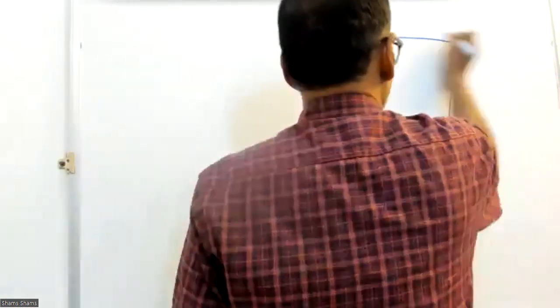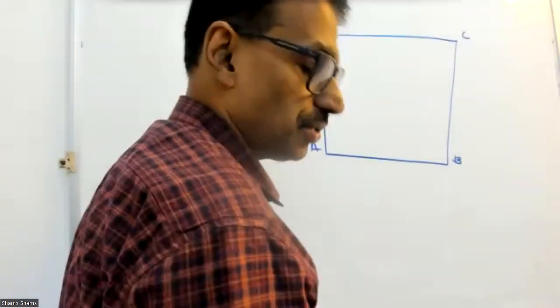Okay, so lengthy one. Look, A, B, C, D. Don't start anything. You're writing a question. Show that the diagonals of a quadrilateral are equal.